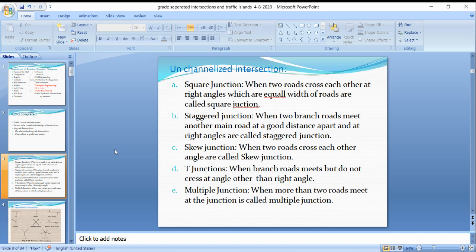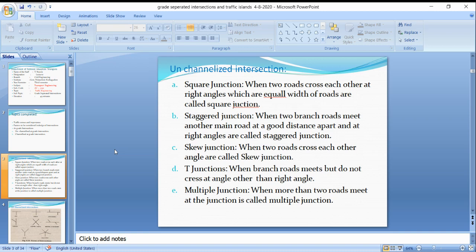When the two branches meet the main road at a good distance, they are not meeting at the same point. They are 1 kilometer or 1.5 kilometers far away from one branch road to the other. For the left and the right branch roads, there is 1.5 kilometers between them, then it is called a staggered junction. So that is a good distance apart, and they are to be at right angles. Then it is called a staggered junction.